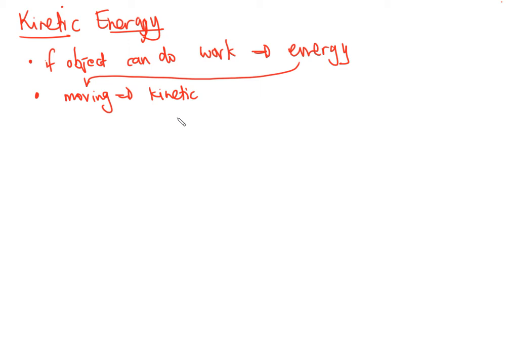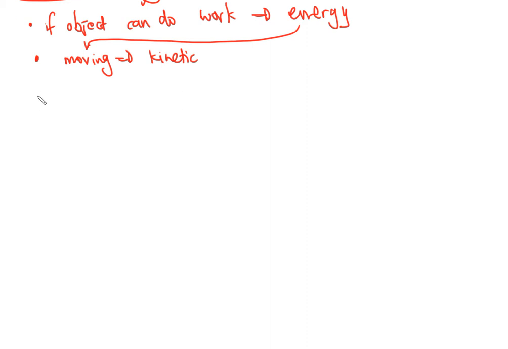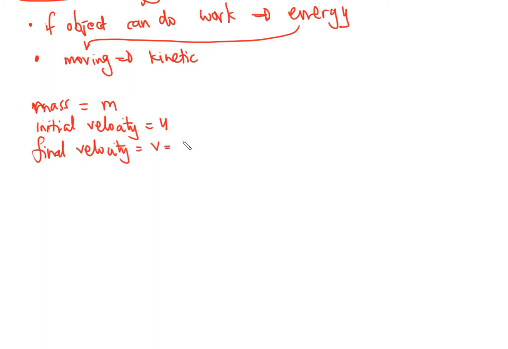Suppose an object of mass m, we're going to derive the formula for kinetic energy. Let's just say there's an object of mass equal to m. Let's say it's gradually brought to rest from an initial velocity equal to u. So final velocity is going to be equal to v, which is equal to 0, because we said it's going to be brought to rest.